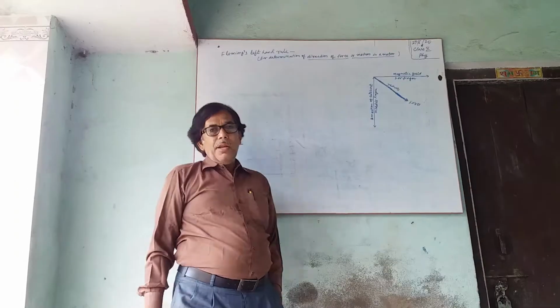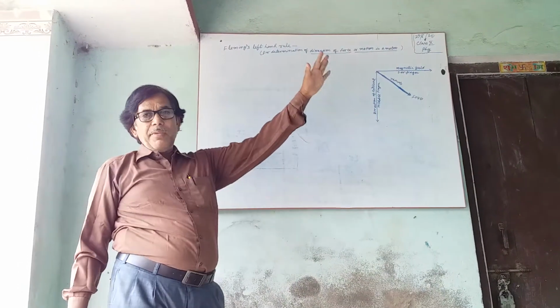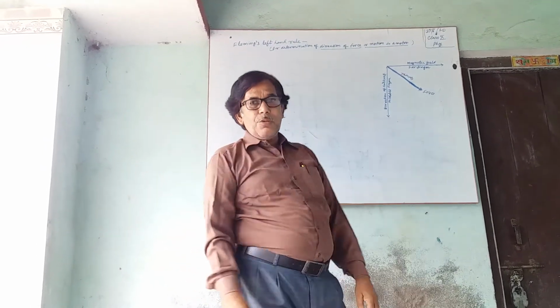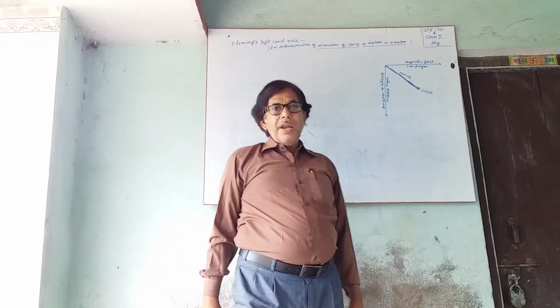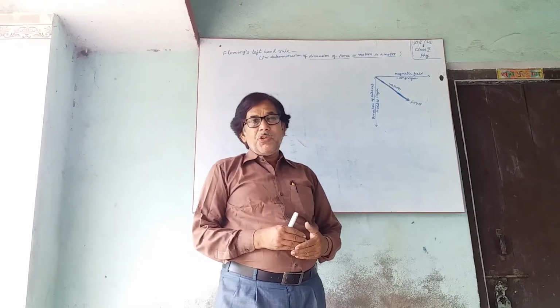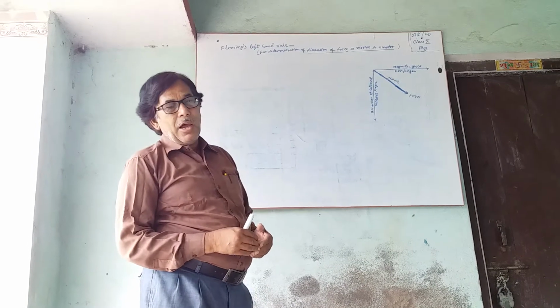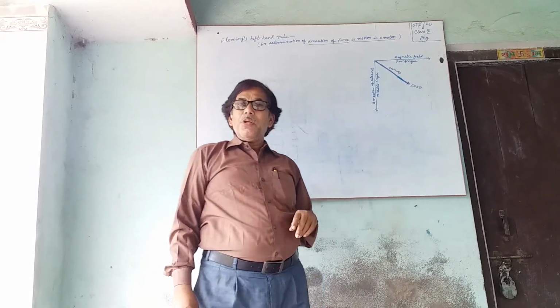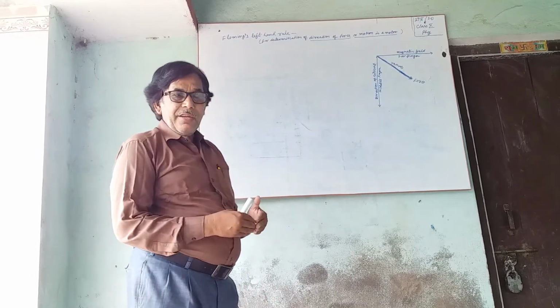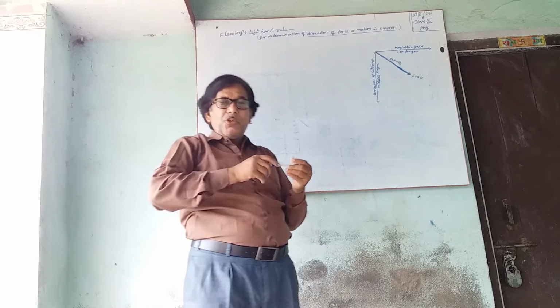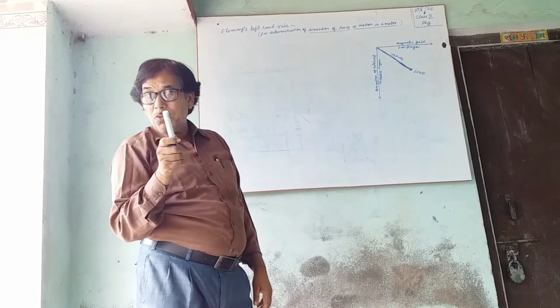Fleming left hand rule. This rule is used to identify or determine the direction of motion in a motor. Keep in mind, Fleming left hand rule is used to find the direction of rotation or motion in a motor.